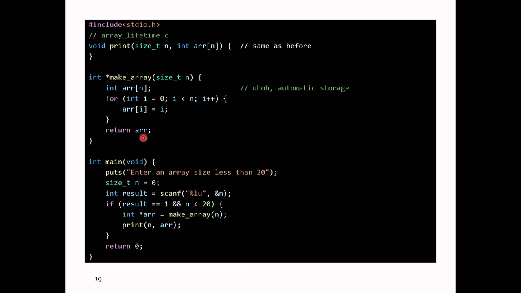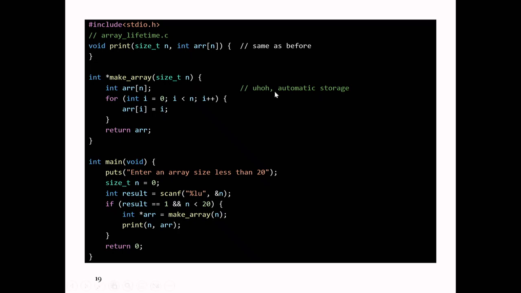Because I'm returning arr here. arr is the name of an array, which in C means the same thing as a pointer to the first element of the array. So what's a pointer to the first element in the array? Well, it's a pointer to int. You cannot return an array from a function. If you tried to write int square brackets here, the compiler won't allow it. You have to return a pointer instead. So this make array function returns a pointer, presumably a pointer to the first element in an array.